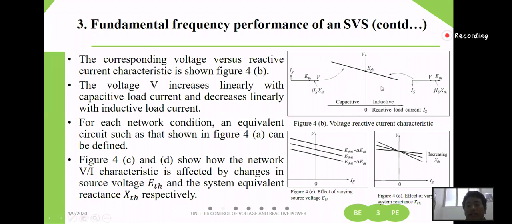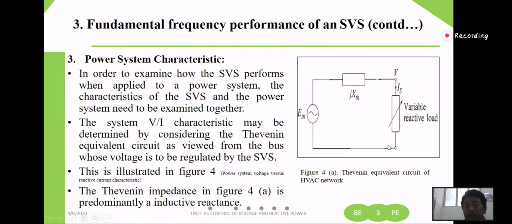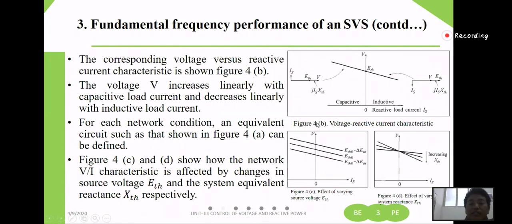Just now we are not controlling, we are only seeing the characteristic of the power system and examining the SVS characteristic together. See here, if you plot, ideally you will have this straight line. The ideal VI characteristic of an SVS is just a straight line, but realistically it is a combination of individual characteristics, as shown in figure B. For a power system network with ETH, XTH and source current, if we plot voltage on the y-axis and reactive load current on the x-axis, you will have a characteristic like this.